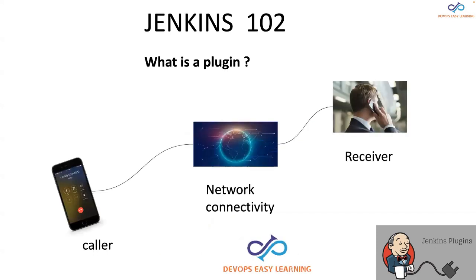If we take an example here, for you to make a cell phone call, you will need connectivity. For example, you have your phone here. If you want to talk to someone, you will need network connectivity. So the plugin works the same. For Jenkins to talk to any other tool, we need a plugin.